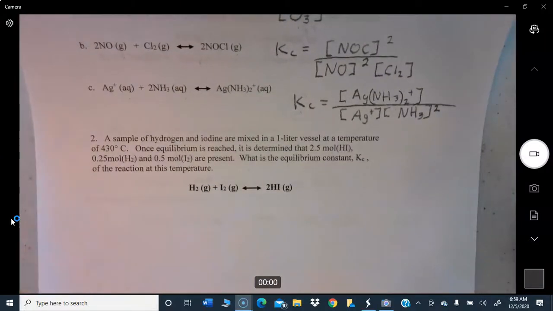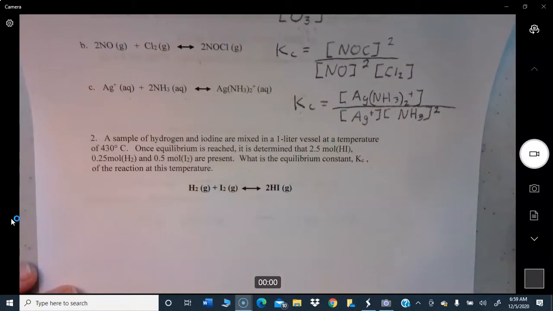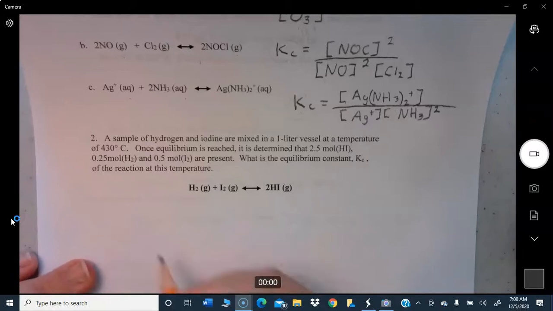Next problem. A sample of hydrogen and iodine are mixed in a 1 liter vessel at a temperature of 430 degrees. Once equilibrium is reached, it is determined that 2.5 moles of HI, 0.25 moles H2, and 0.5 moles I2 are present. What is the equilibrium constant? The key to this problem, as opposed to the ones we're going to get to next week where you have to do some calculations to get to the equilibrium, is that all of these values are at equilibrium. So we'll write the general expression and then insert the numbers.